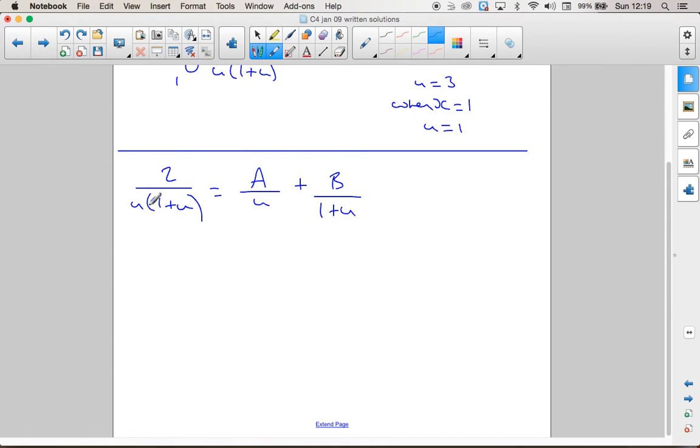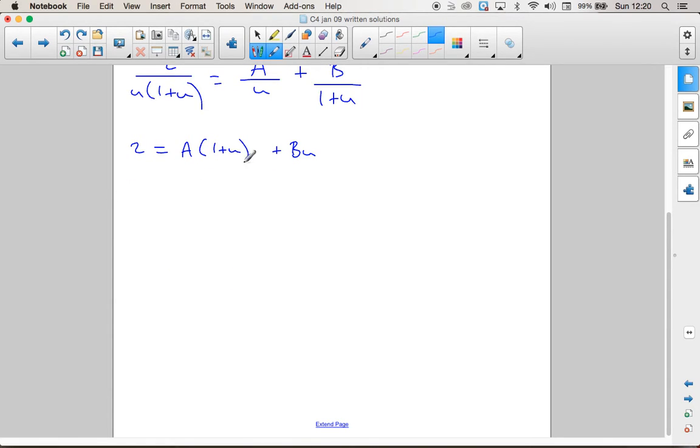In order to do that, I'm going to multiply both sides by this denominator here, so it will disappear from the left. When I times A over u by u bracket 1 plus u, the u's will cancel and I'll have A bracket 1 plus u. And similarly for B, I'm going to have B times u, because the 1 plus u term is going to cancel. In order to find out what A and B are, I like to choose sensible substitutions to make most of the equation disappear.